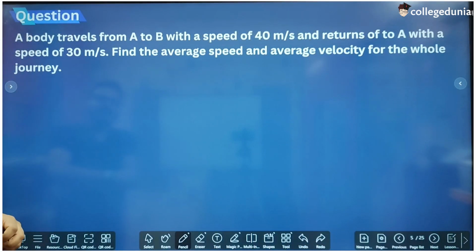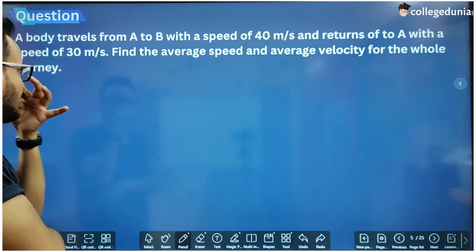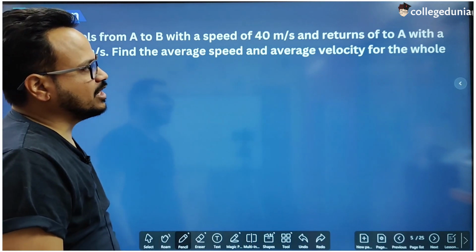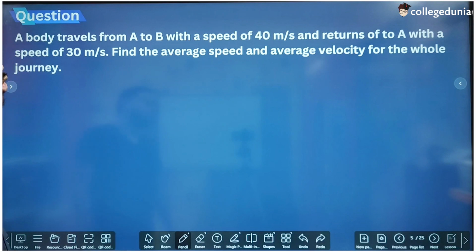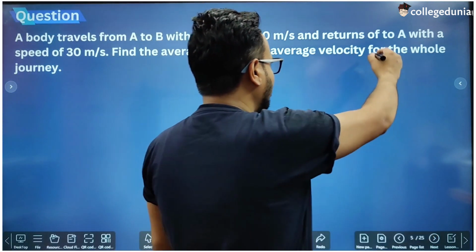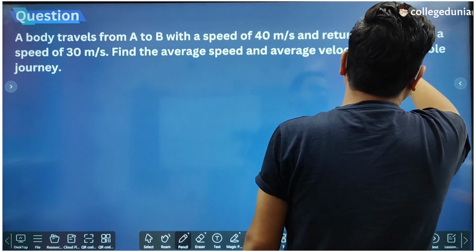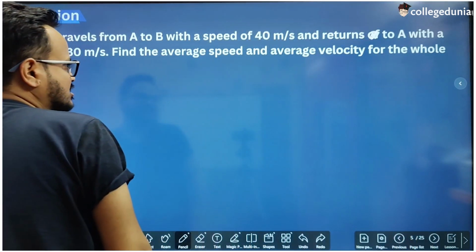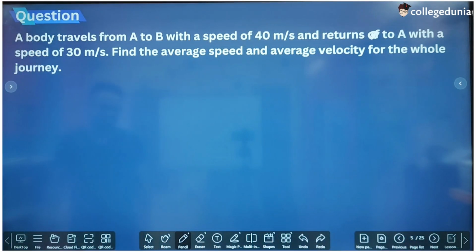Okay. Now let's take this question. It is a very important numerical on the concept of average speed and average velocity. A body travels from A to B with a speed of 40 meter per second and returns to A with a speed of 30 meter per second. Find the average speed and average velocity for the whole journey.